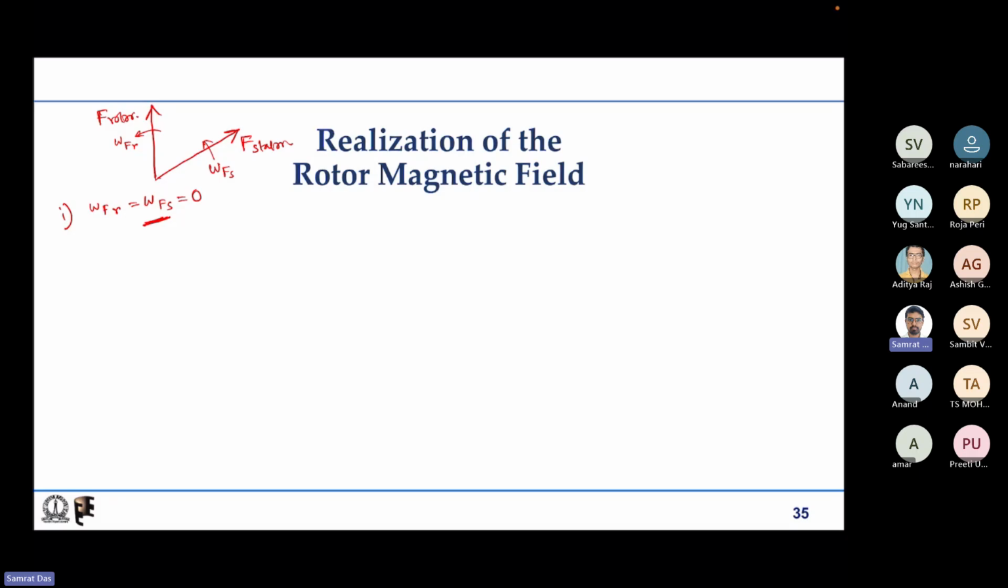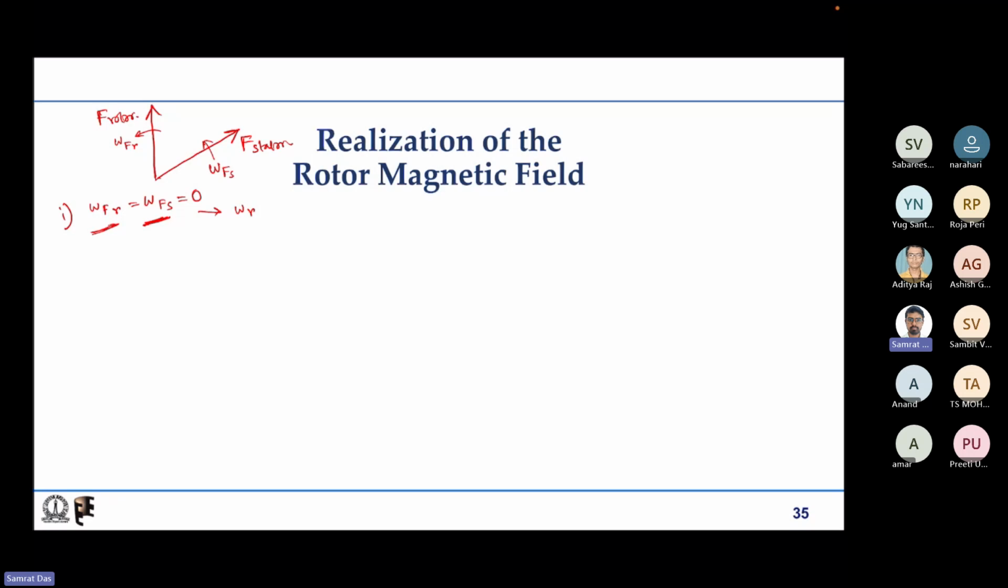Now the corresponding thing is how to produce a stationary rotor magnetic field. What is the challenge here? The challenge is that the rotor itself is moving. That means the conductors on the rotor are also moving. So the conductors on the rotor have to move, but in space the magnetic field produced by the rotor should remain stationary.